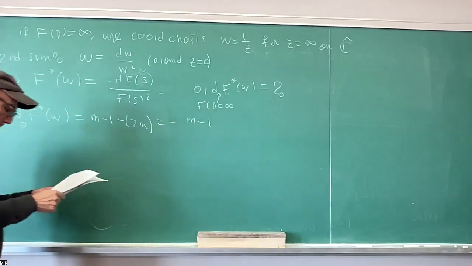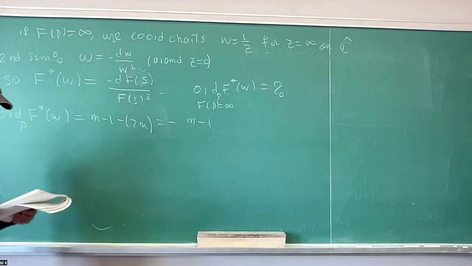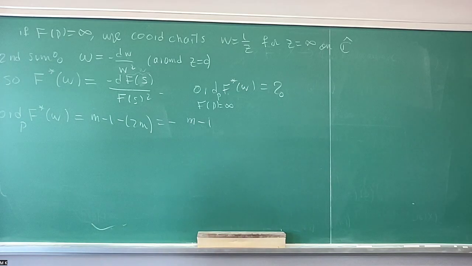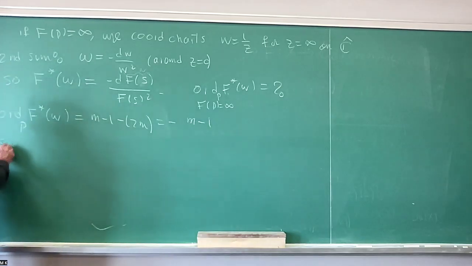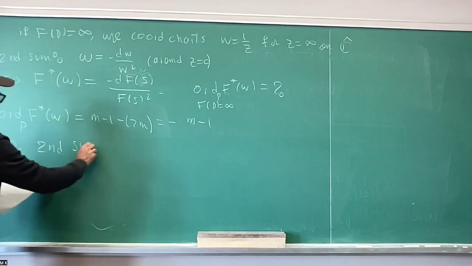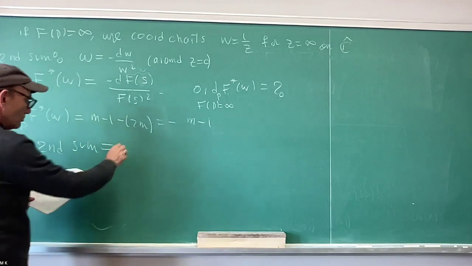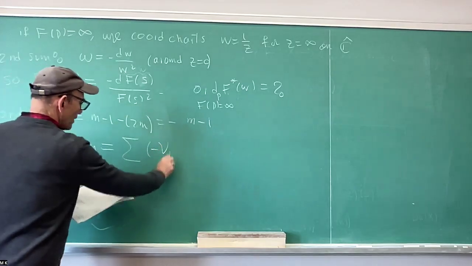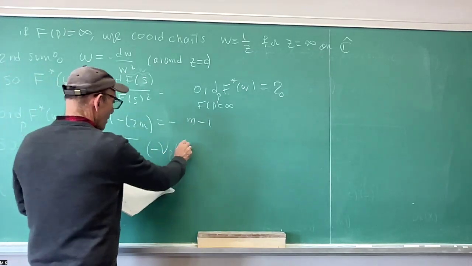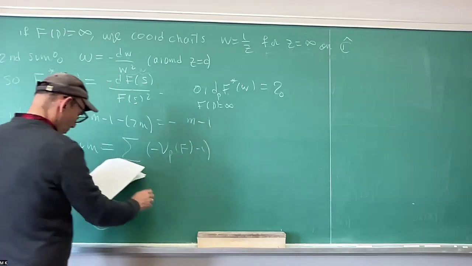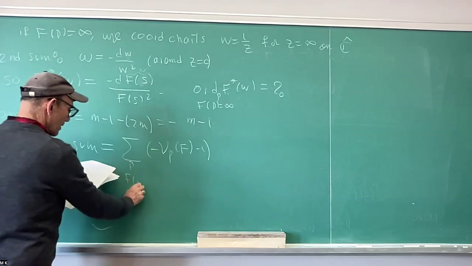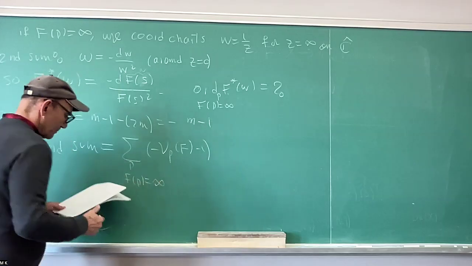Yes, that's the multiplicity of f of s. Exactly, or the order, yes. Okay, so then the second sum, if you add all these things, is just equal to the sum of minus the valuation at p of f, minus 1, at all points p such that f of p is equal to infinity.